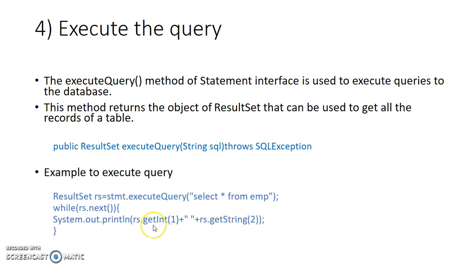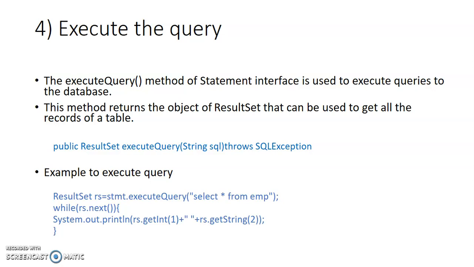Say in my employee table, I have integer type of data and string type of data. The first data is of type integer, so I am saying rs.getInt(1), it will fetch column 1, and then rs.getString(2) will fetch column 2. I am going to put it in a while loop, so while the records are available, I am going to print them on the screen. So these are the 4 steps.